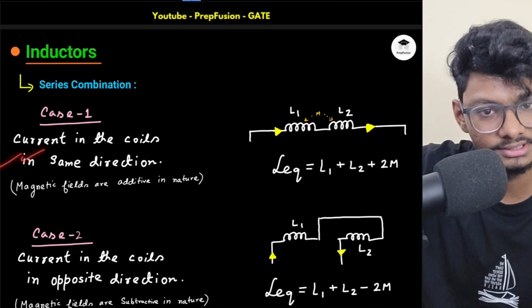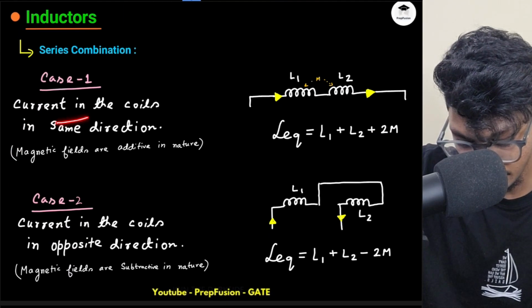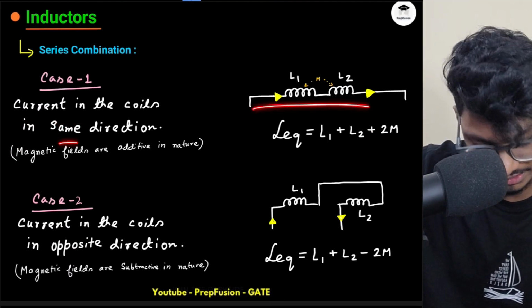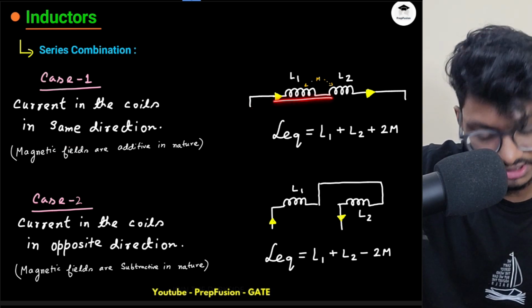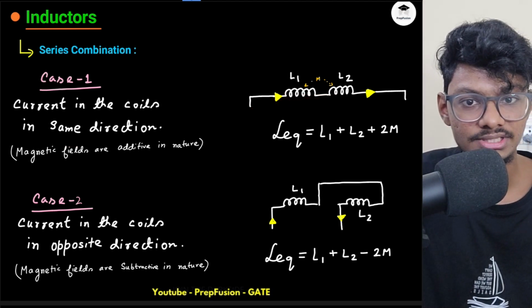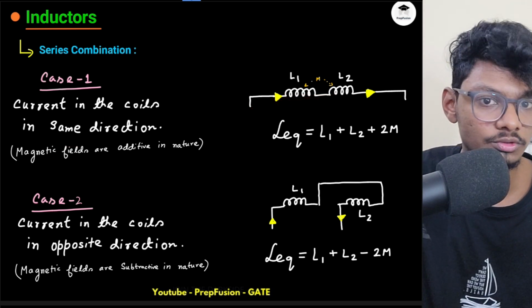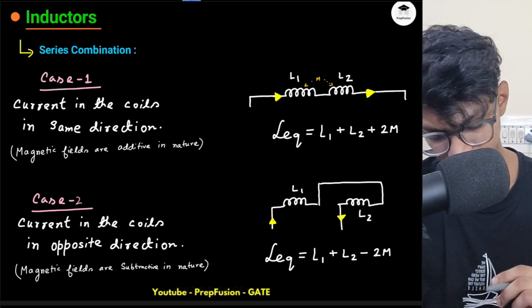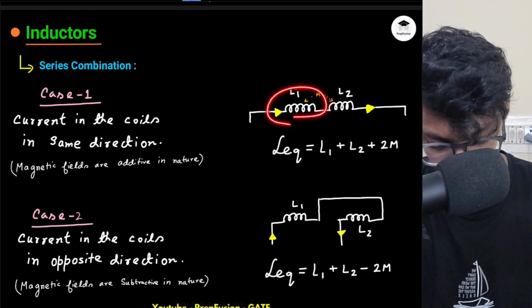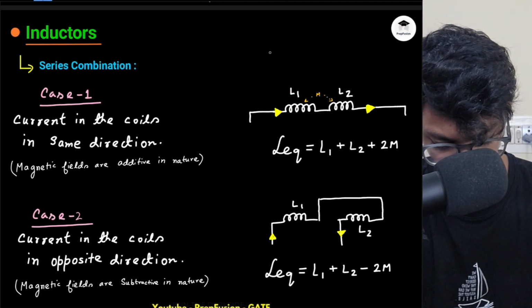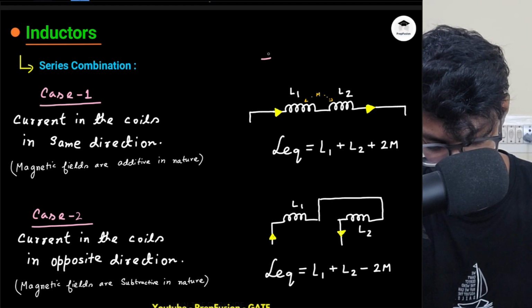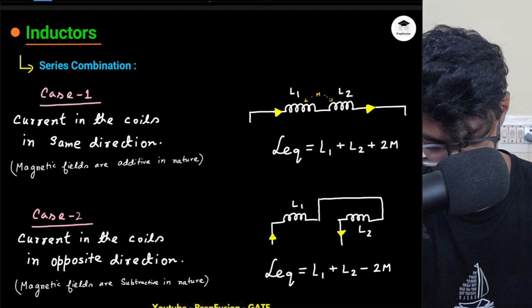So how do I understand that? Let's take this case, right? Here the current in both the coils is in the same direction. If the current in both the coils is in the same direction, I can say both of them are aiding each other. How can you say both of them are aiding each other? So this is the coil. I will zoom in here. So actually the coil is this, zoomed in.